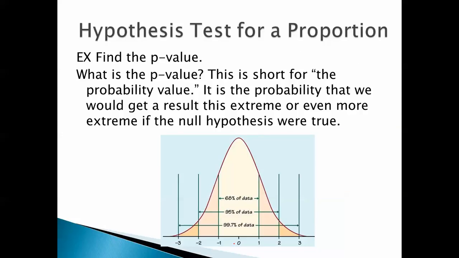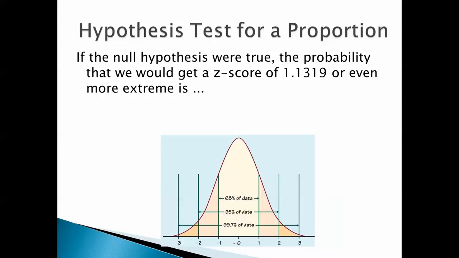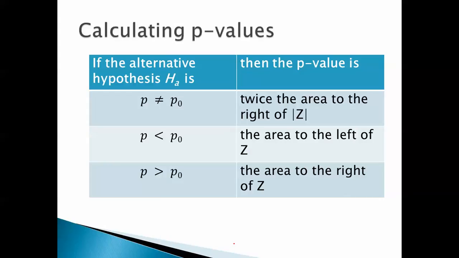Find the p-value. What's the p-value? It's short for the probability value. It's the probability that we would get a result this extreme or even more extreme if the null hypothesis were true. If the null hypothesis were true, the probability that we would get a z-score of 1.1319 or even more extreme is, well, again, if the alternative hypothesis is p is less than p sub 0, that's what we have here, we want the area to the left of z. And so that's the area to the left of our z value.